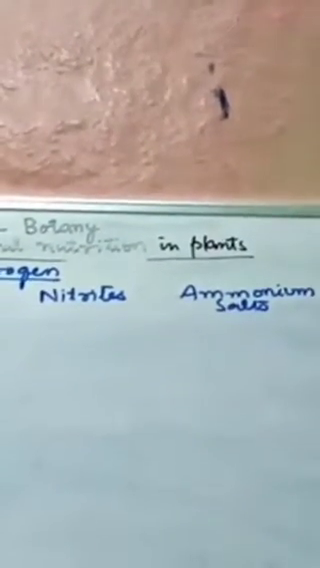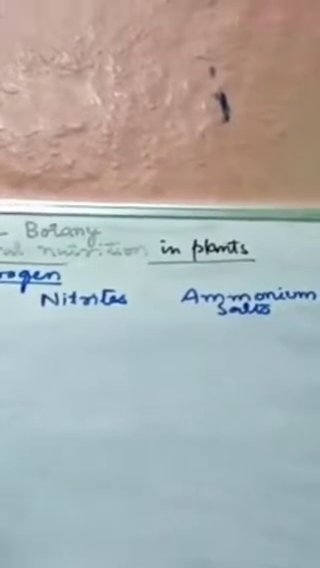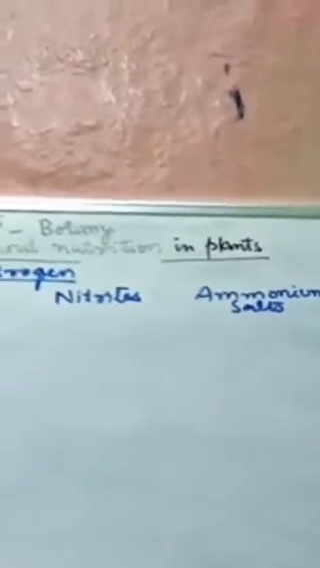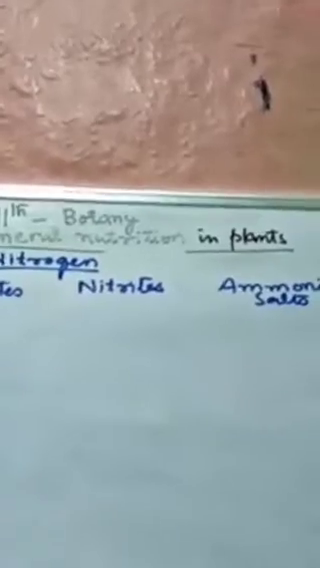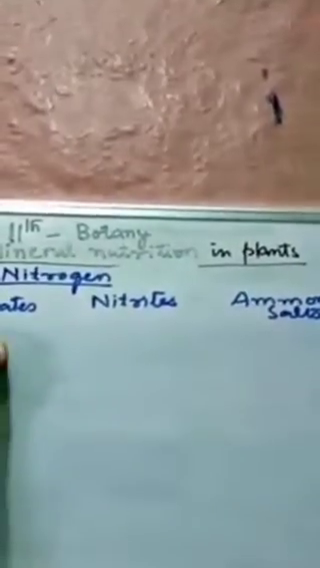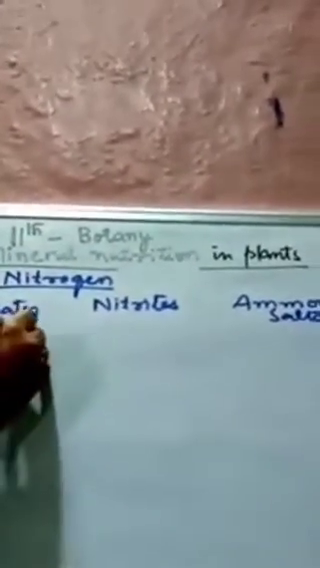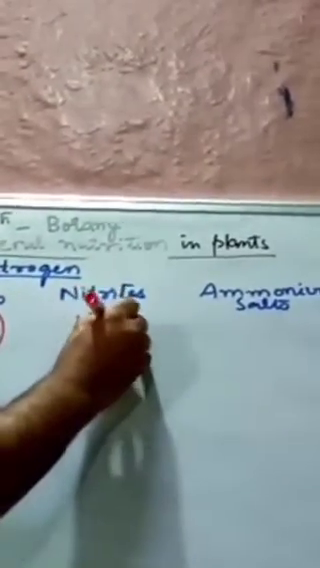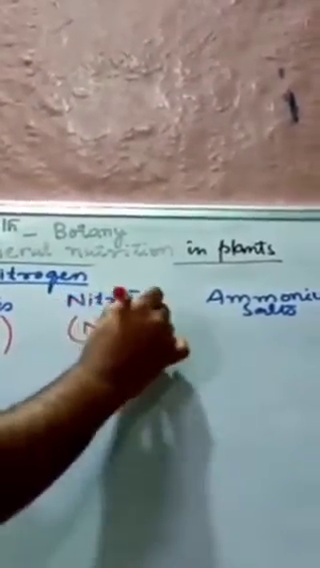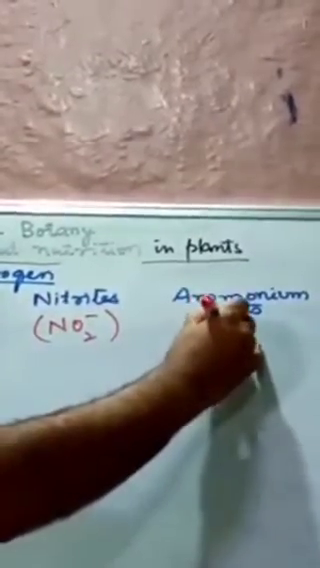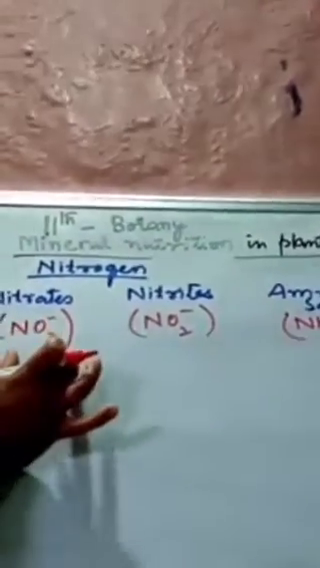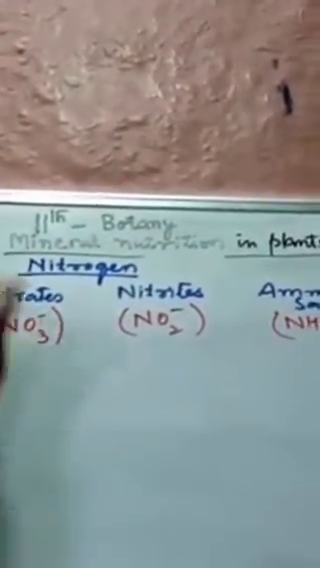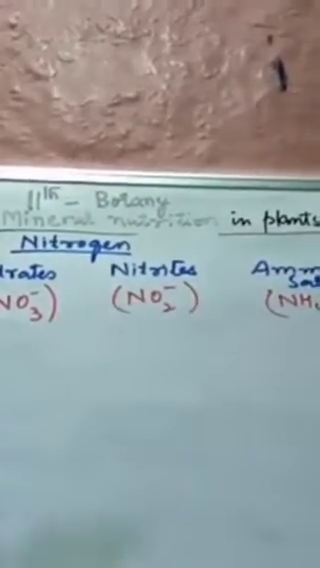Now if we look at the molecular formula, nitrate is NO3 negative, nitrites is NO2 negative, and this is NH4 positive. So these are the 3 different forms of nitrogen by which it is absorbed by the plants.